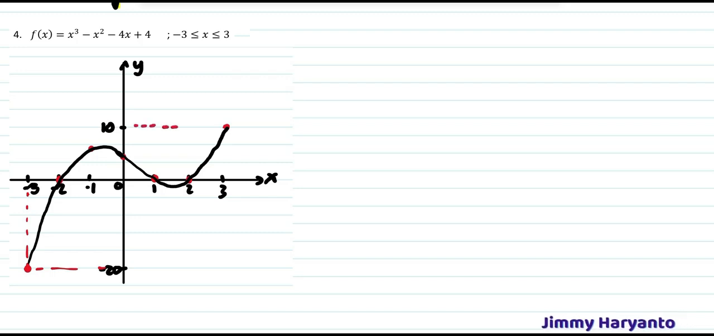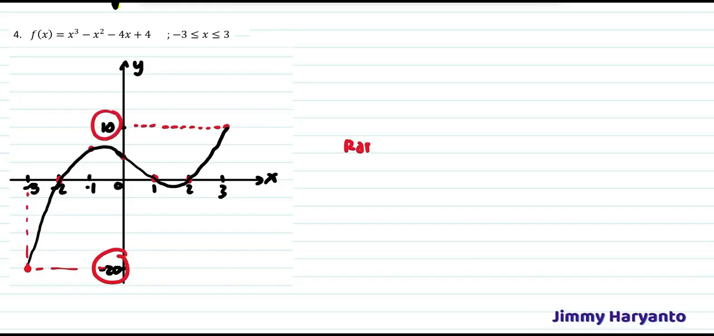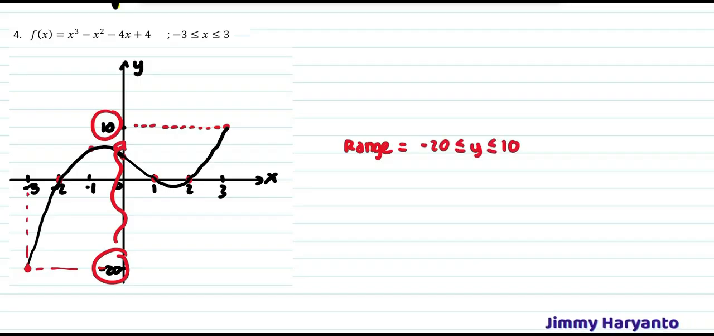The lowest is negative 20 and the highest is 10. That means the range will vary from negative 20 until 10. That means negative 20 less than or equal to y less than or equal to 10. For the domain itself, it will be negative 3 less than or equal to x less than or equal to 3. So this is how you determine the domain and range of a function.